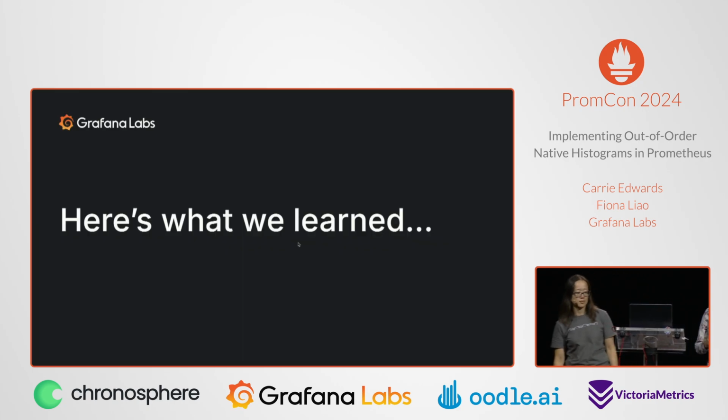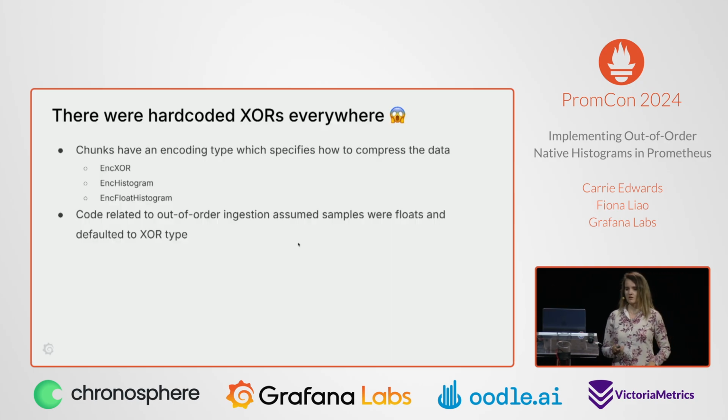So here's what we learned throughout this process. One of the first issues we ran into is encoding types. There are different encoding types for chunks for the different types of samples: XOR for float samples, and there's also an encoding type for histograms and float histograms.